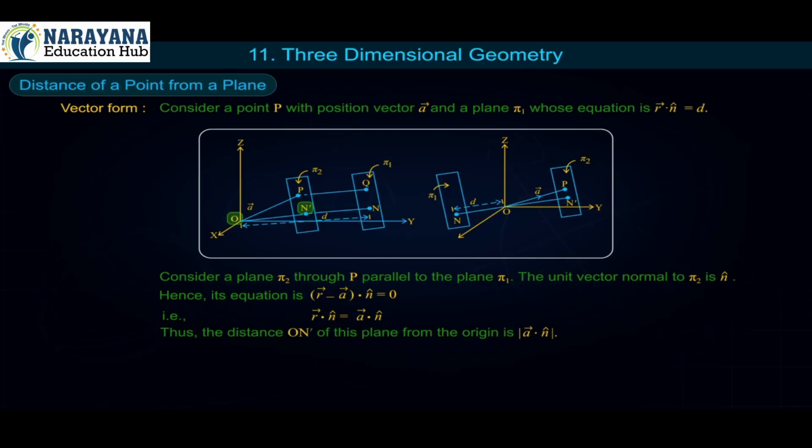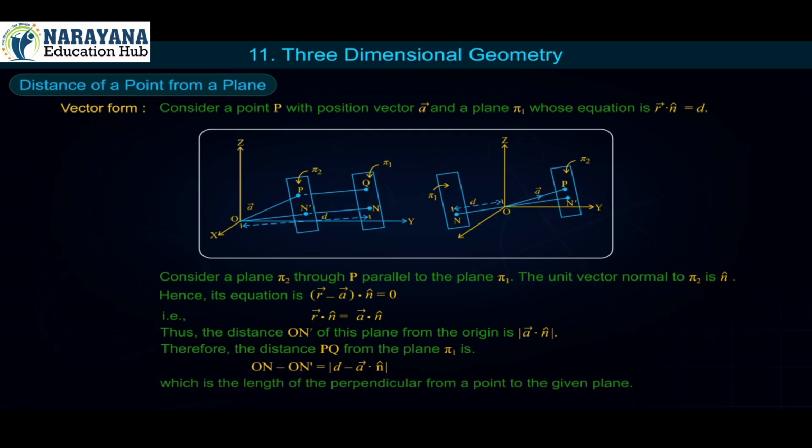Thus, the distance ON' of this plane from the origin is modulus of vector a · n cap. Therefore, the distance PQ from the plane π1 is ON − ON', which is equal to modulus of d − vector a · n cap, which is the length of the perpendicular from a point to the given plane.